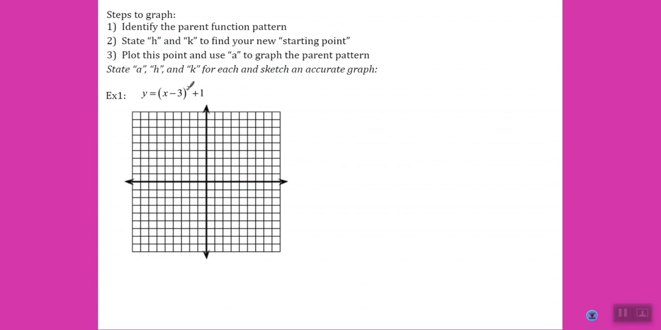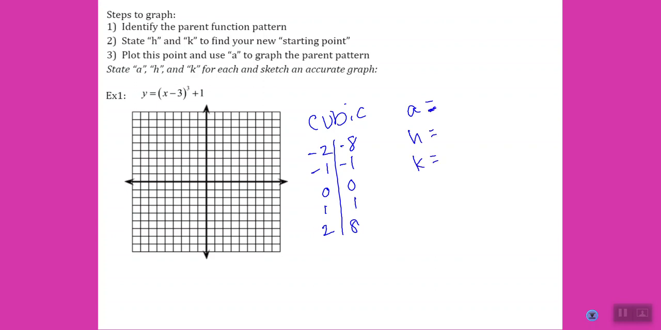So looking at example number 1, because it has this little 3 up here, we know it's cubic. And our pattern for cubic was -2, -1, 0, 1, 2, -8, -1, 0, 1, 8. Since we don't see anything in front of our function right here, we know a is 1. It's just like we know this is a 1x or a 1y. We know there's a 1 there. H is the opposite of what's in the parentheses, so it's going to be 3. And since k is on the right-hand side, it's going to stay the same and be 1. So we are going to start at the coordinate 3, 1.